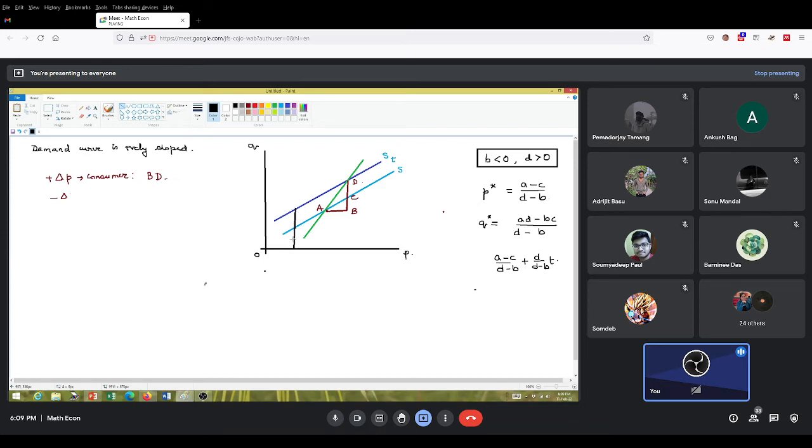The market price is this. But how much is the supplier getting? The supplier is getting only this much. This is going to the supplier. This is going to the government. And this is the entire price which is being paid by the consumer.